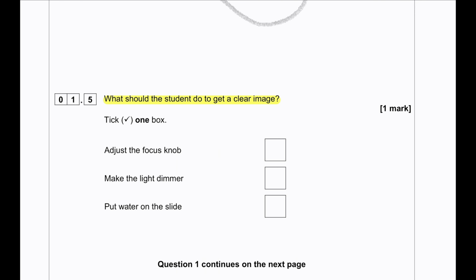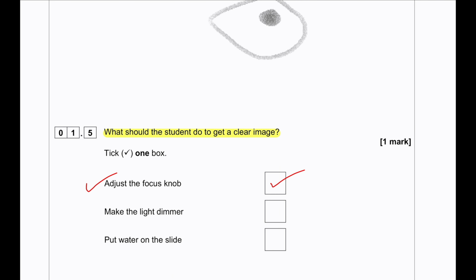To make it clear, the first option is adjust the focus knob. Correct. If we focus it, then we will see it better. Now the next two options are make the light dimmer. If we make the light dimmer, we are not going to see it. Then put water on the slide. Putting water on the slide will not decrease the fuzziness. It is adjusting the focus knob that decreases the fuzziness, and a clear image will be viewed.